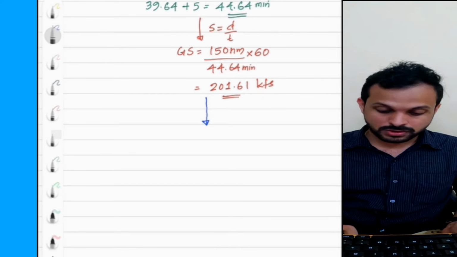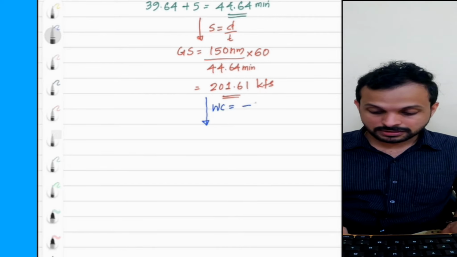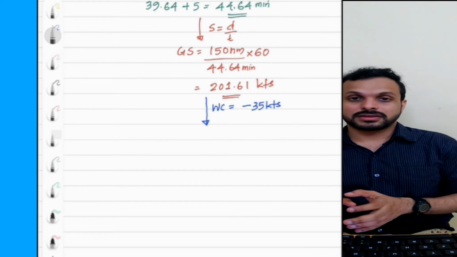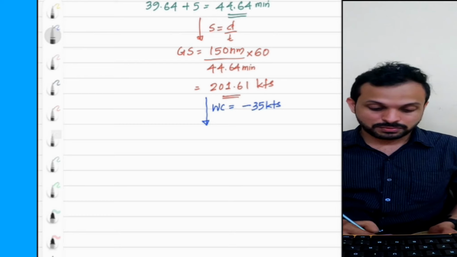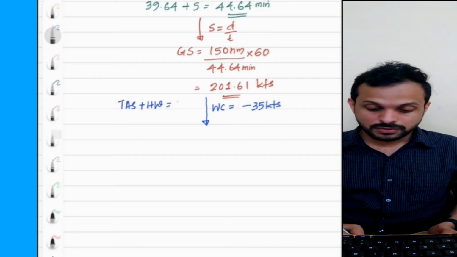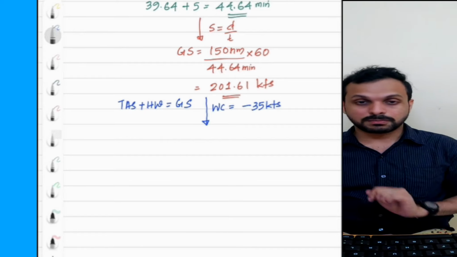So we have a wind component of 35 knots. One thing you have to be very careful about here is that you apply the wind component to the task and you get the ground speed, which means taking the task plus the headwind component, that is going to give you the ground speed. And the headwind component is minus 35 here.